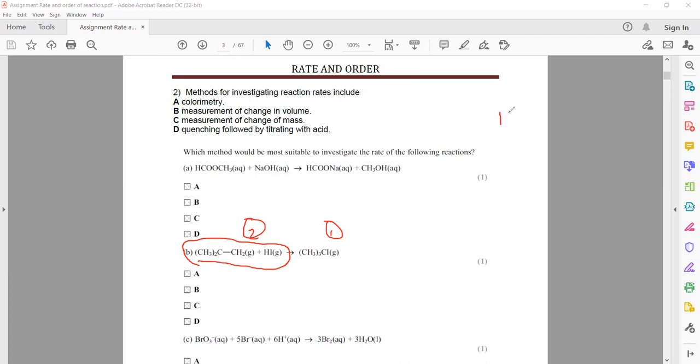If you have a reaction mixture in a flask and they are in the gaseous state, they will escape. So all of them will escape. You don't have any content left in the flask. That's why you cannot use change in mass. It should be change in volume. So B will be the right answer. Is it clear? Yes, sir.